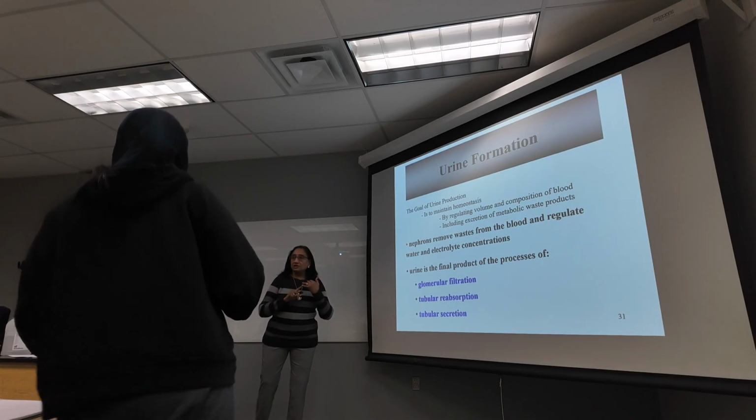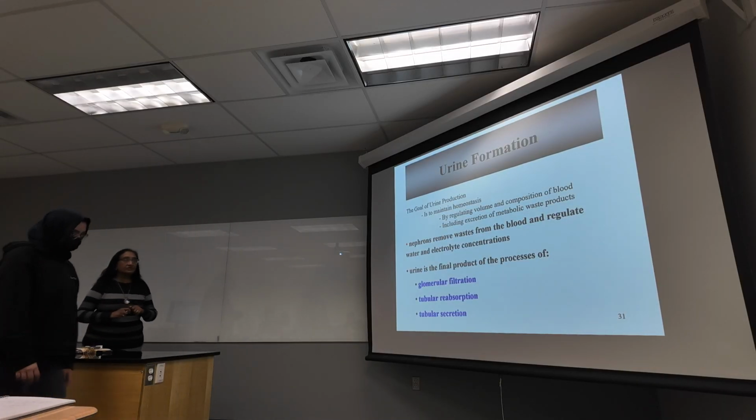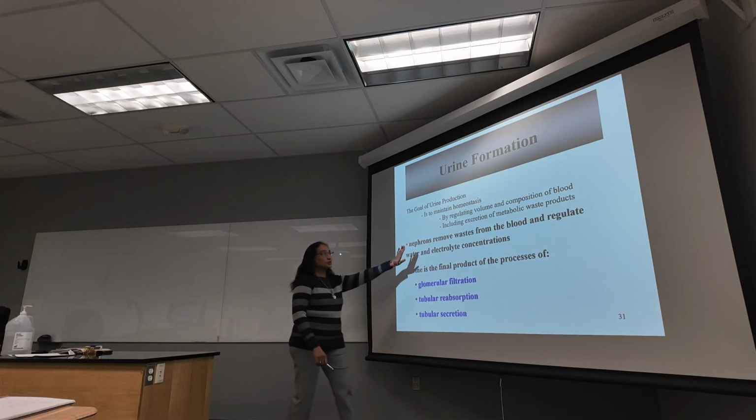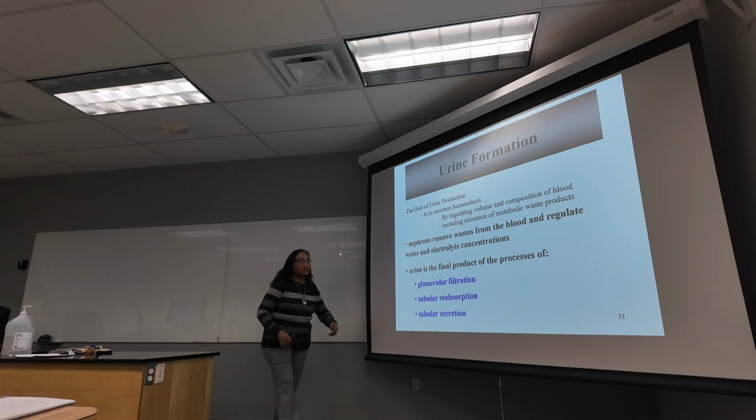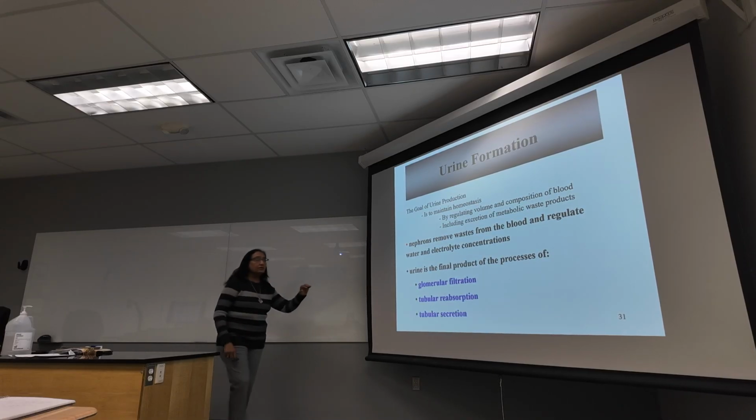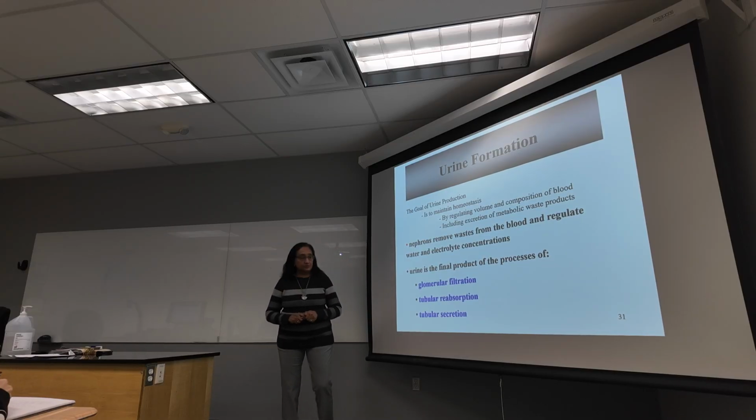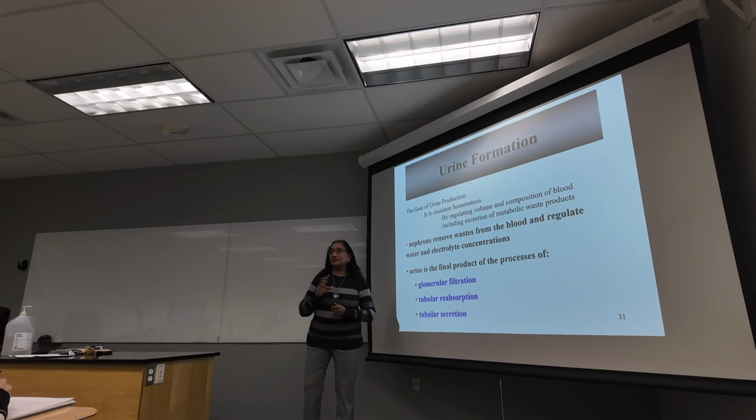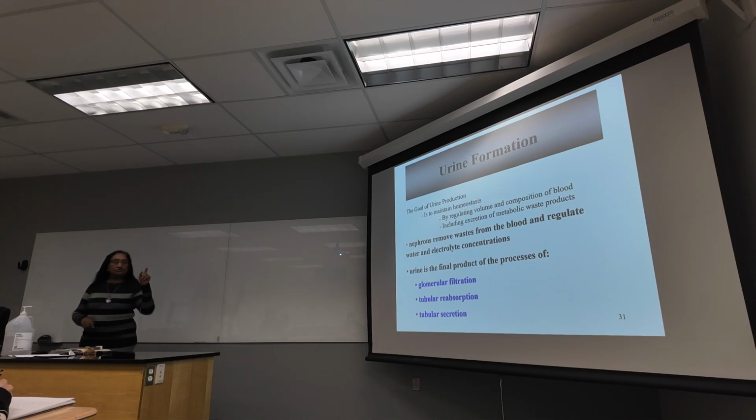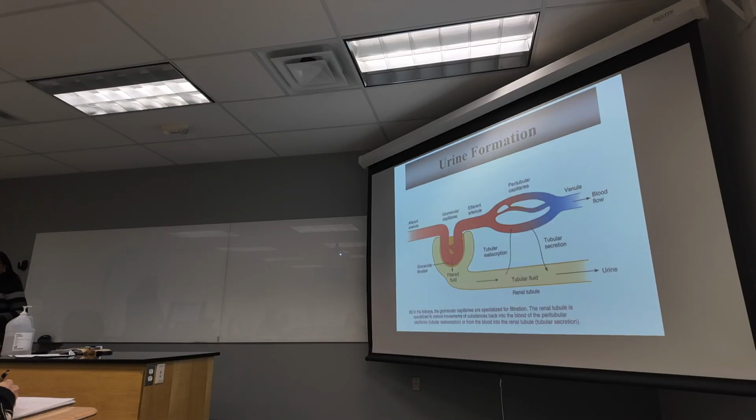So the amount of water in the body should be maintained at a constant level. Electrolytes should be maintained at a constant level, and waste products have to be thrown out. Okay. So there are 3 steps to the formation of urine. First is filtration. Second is tubular reabsorption, and the third is tubular secretion. All these 3 processes ultimately lead to the formation of urine. So let's see what these are, one at a time.